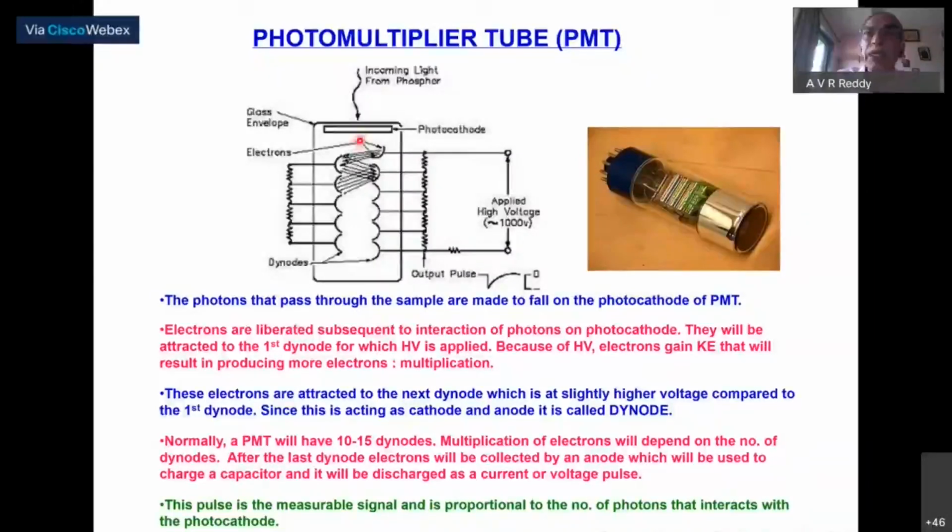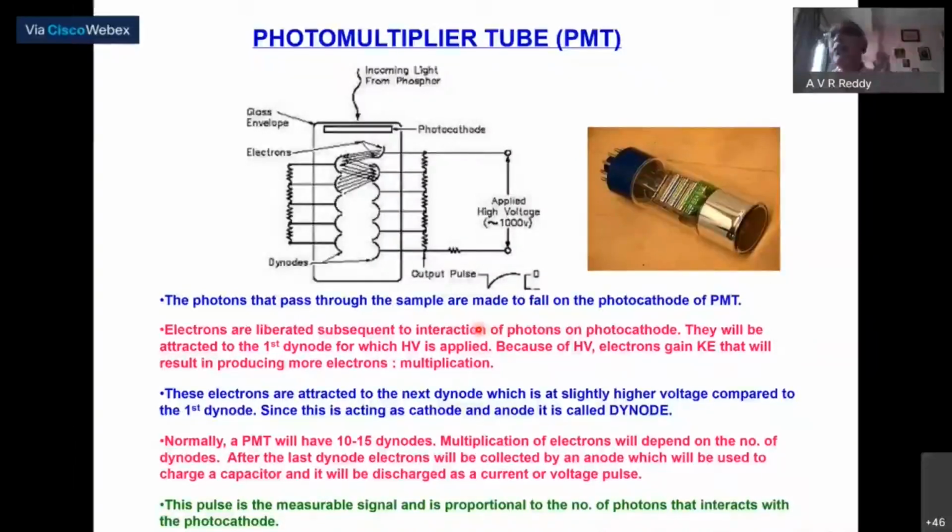And those electrons have to be multiplied. Keep the dynode at a slightly higher voltage compared to the voltage you are giving here. Then give another, normally a 5 volt increment. And then here, this will have slightly more than this. So at each stage, the number of electrons that are produced initially get multiplied. One can achieve 10 power 6 to 10 power 7 times enhancement of the signal. The rest of the things are the same. So it is a photomultiplier tube.